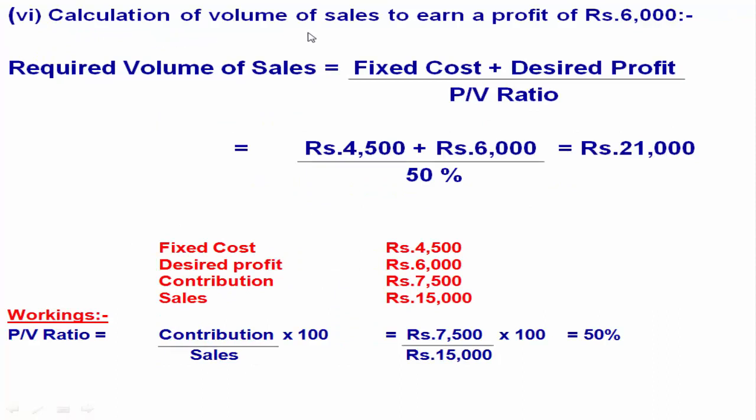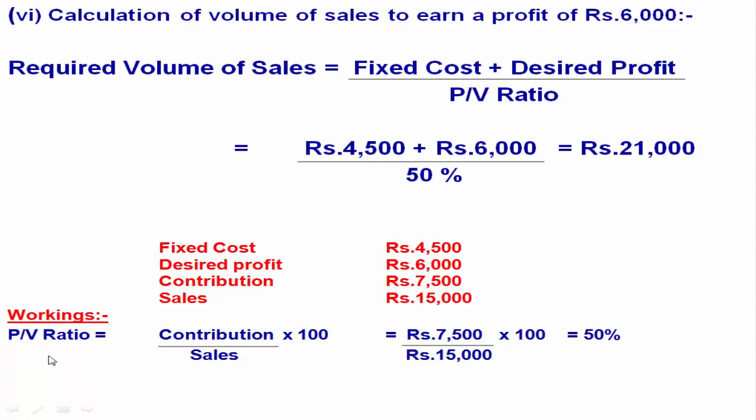Calculation of volume of sales to earn a profit of rupees 6,000. So here we want to find out required volume of sales. Required volume of sales is equal to fixed cost plus desired profit, the total divided by PV ratio. Fixed cost given in the question rupees 4,500. Then desired profit given in the question rupees 6,000. Then divided by PV ratio already calculated.